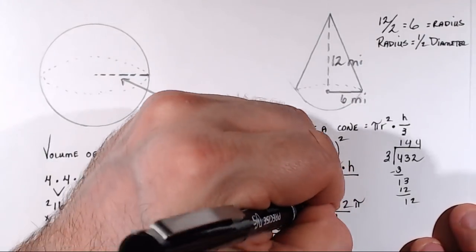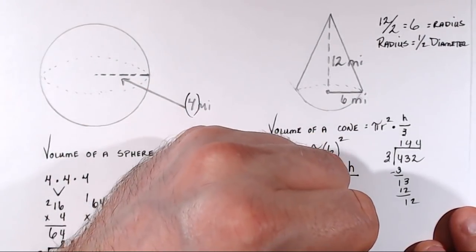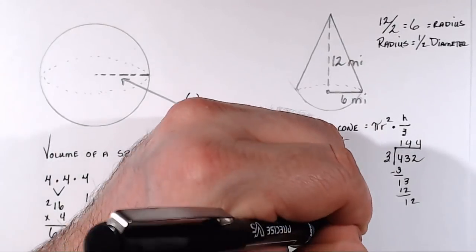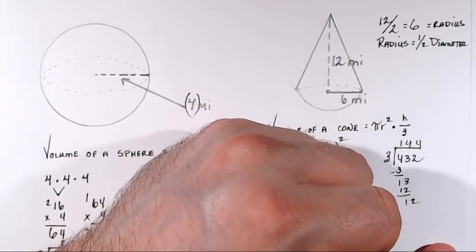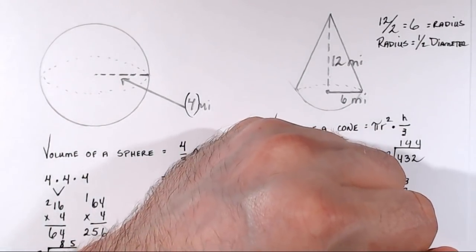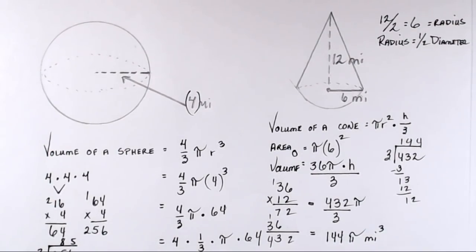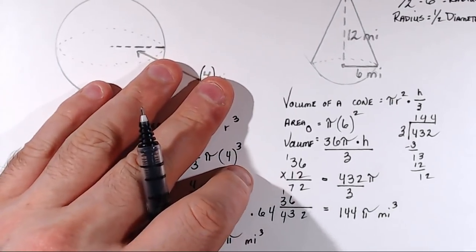So this equals 144 pi cubic miles. Neat. Very, very cool. Oh, I love this. This is just too much fun. We should have been doing this all year. I miss this stuff. I'd like to find out where they teach this and go teach that grade. I like drawing pictures like that.